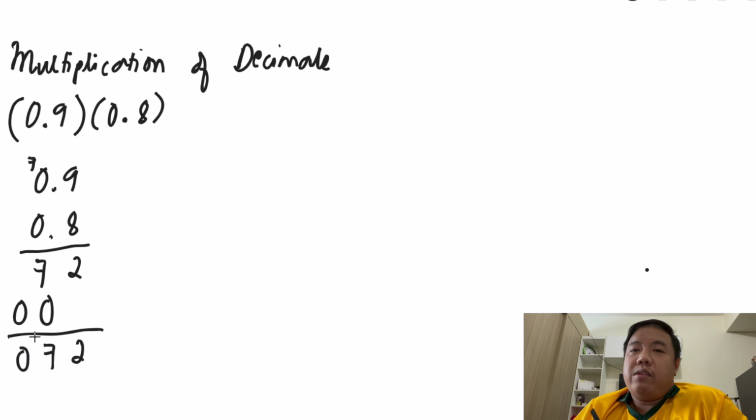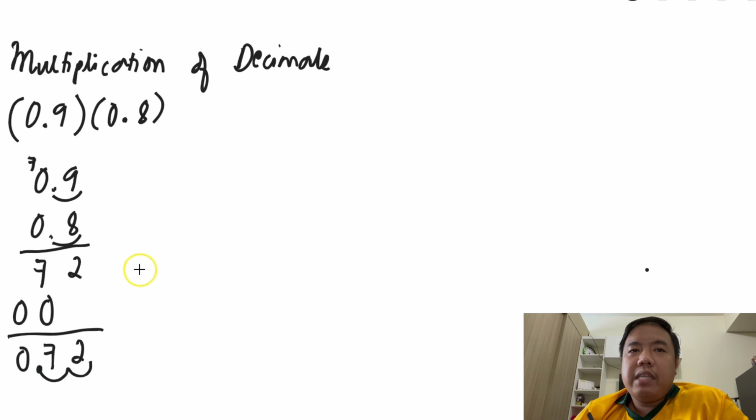Now, eto na po yan. Bibilangin natin ilang decimal places po yung meron tayo mula sa multiplication natin. So, sa 0.9, isa. Sa 0.8, isa. So, ilan ang total? 2. So, doon sa answer natin, mula doon sa pinakakanan, bibilangin natin siya pakaliwa. So, that is 1, 2. So, nandoon po yung sagot, 0.72.